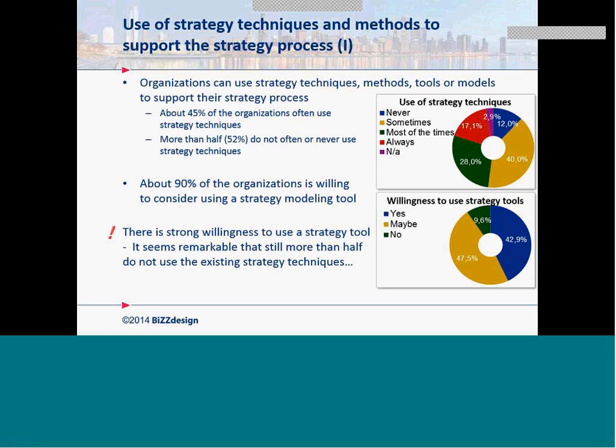We took a look at how tools and techniques are used to design a strategy. Only 5% of organizations often use strategy techniques, and 62% do not often or never use strategy techniques. There is, however, strong willingness to use strategy tools. By tools we mean strategy modeling tools, so that you can take aspects of your strategy, analyze them, and relate them to implementation aspects. So a large percentage of people is willing to use these kinds of tools.